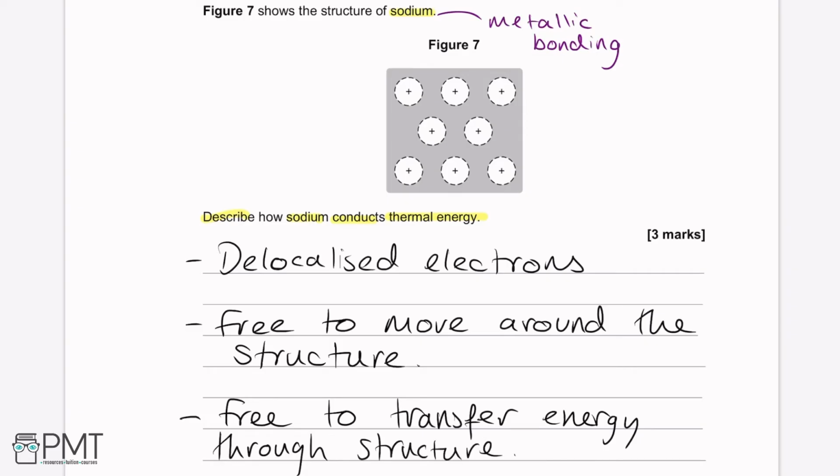Okay, so this was a 3-mark question. You got 1 mark for pointing out that we have delocalized electrons. 1 mark for stating that those delocalized electrons are going to be free to move around the structure. And then the final mark is talking about the electrons being free to transfer energy through the structure.